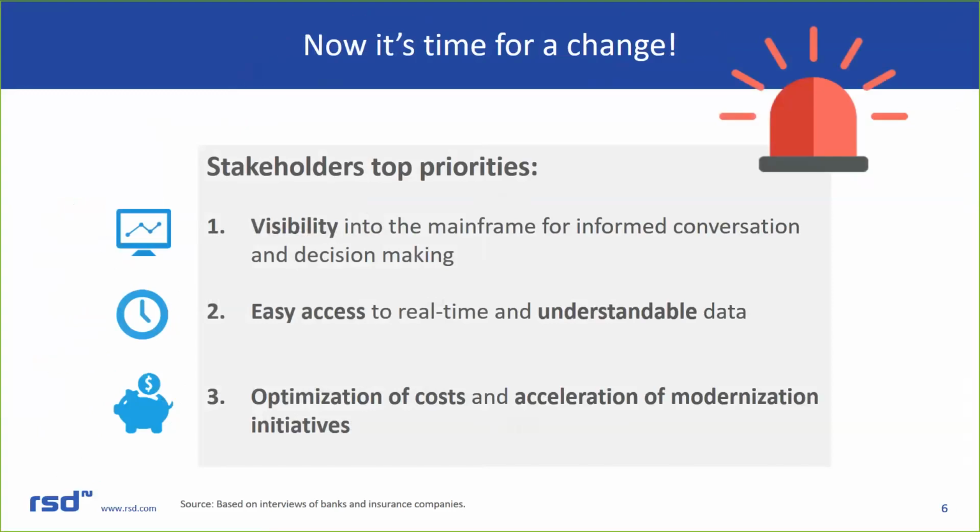They need easy access to real-time and understandable data. Providing the data is one thing, but is it data that your stakeholders can digest and actually understand and brings value to the things that they're trying to accomplish? And then finally, there is continued pressure for cost optimization, and one of the key aspects of that is to provide funding to accelerate modernization initiatives around digitization and other IT initiatives to move the business forward. These are the things that stakeholders are talking about, and these are the things that IT needs to rise up to the challenge and be able to provide them the information that they need.